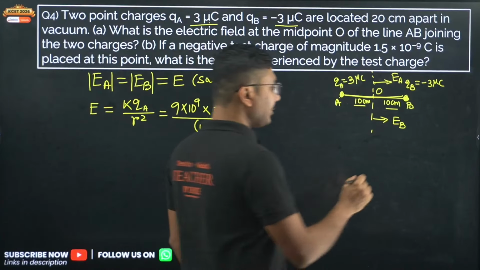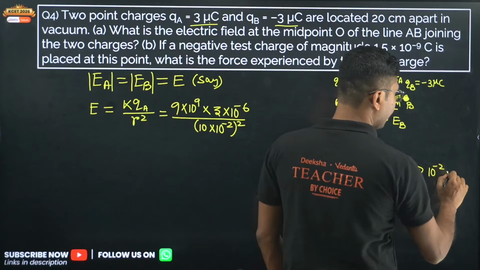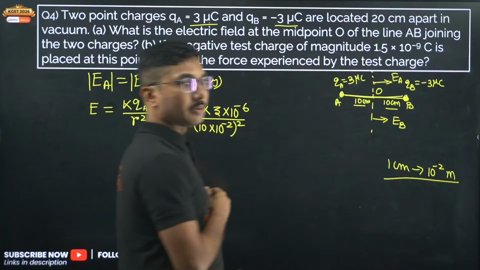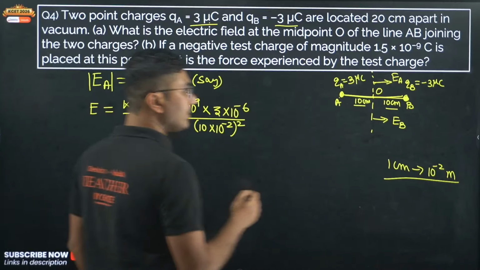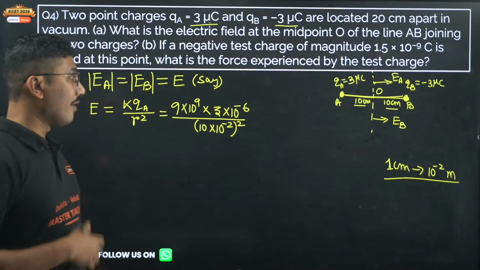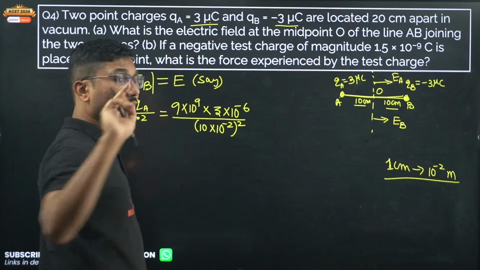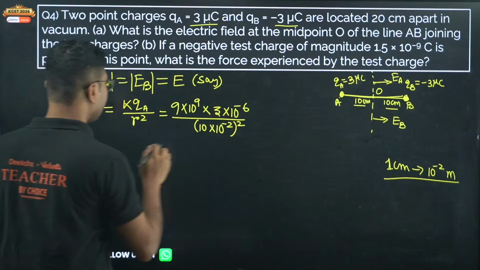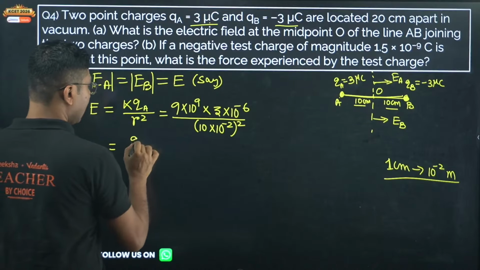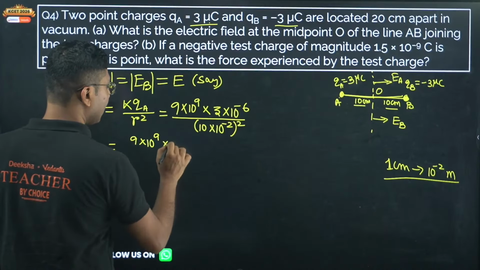So 1 centimeter is equal to 10 to the power of minus 2 meters. Always remember this. If you remember this, you will be able to avoid some of the mistakes. This is very important to understand. All the toppers actually use this method. This avoids unnecessary decimal complexities.